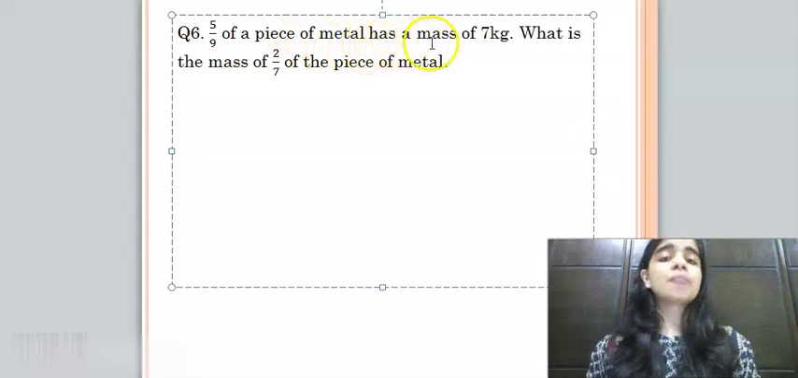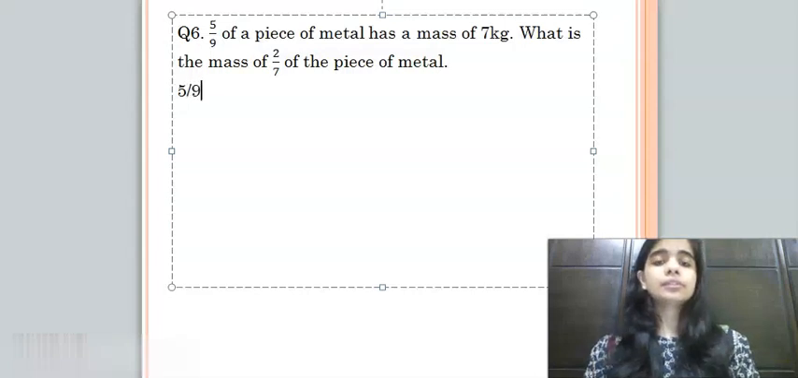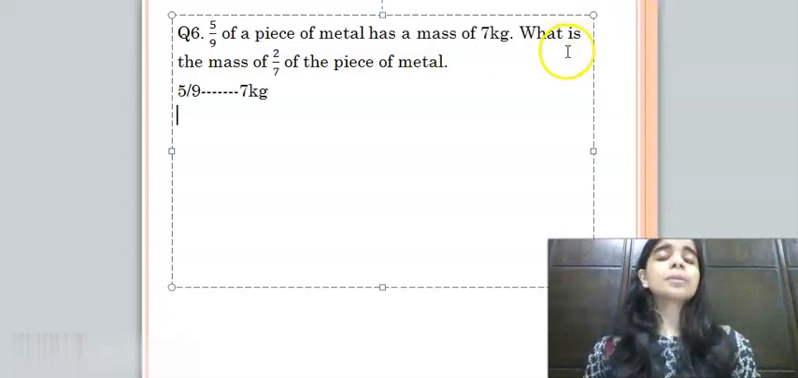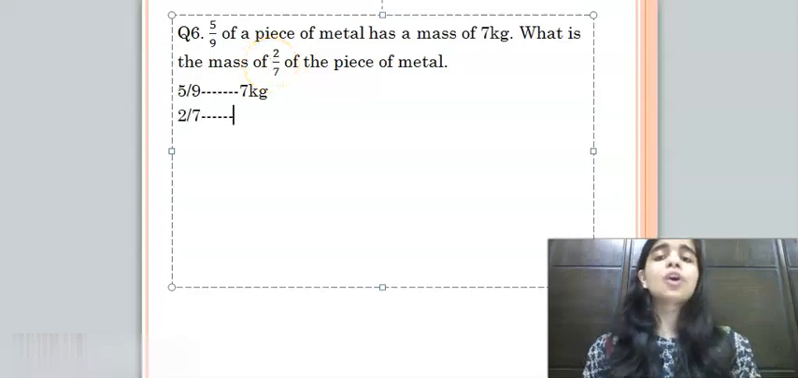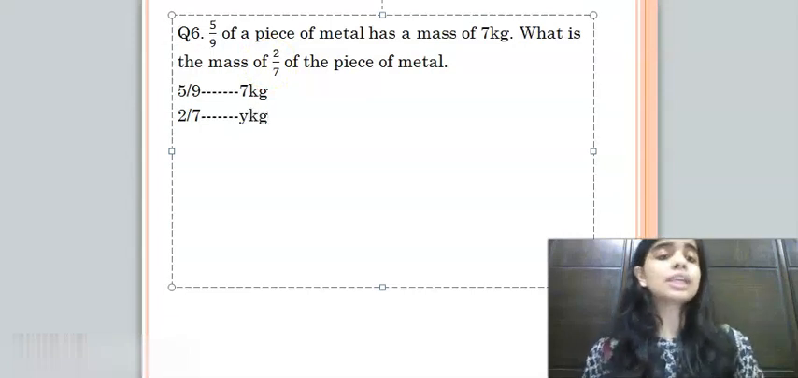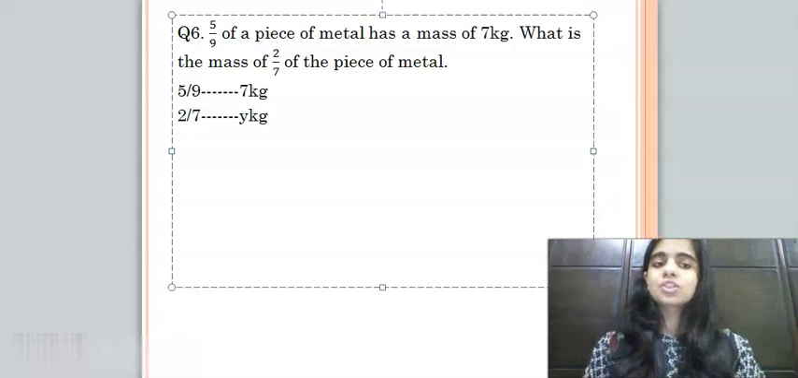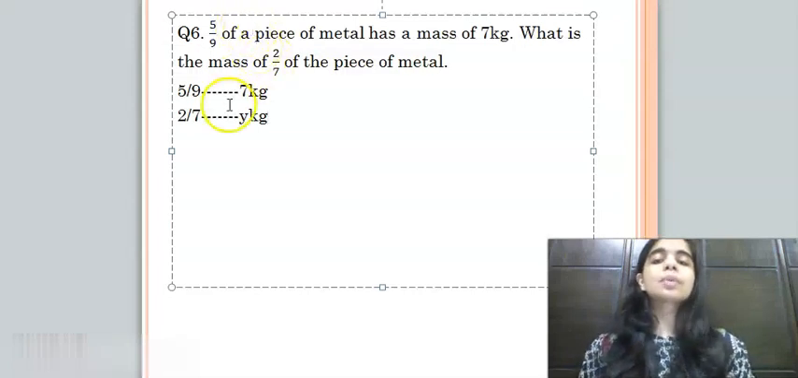5/9 of a piece of metal has a mass of 7 kg. So what will we write? 5/9 has a mass 7 kg. Okay, we need to find the mass of 2/7 of that piece of metal. So we will write 2/7, and we do not know, let's keep it y kg. Now can you guess what we need to do? Yes, we need to cross multiply. So we will cross multiply.